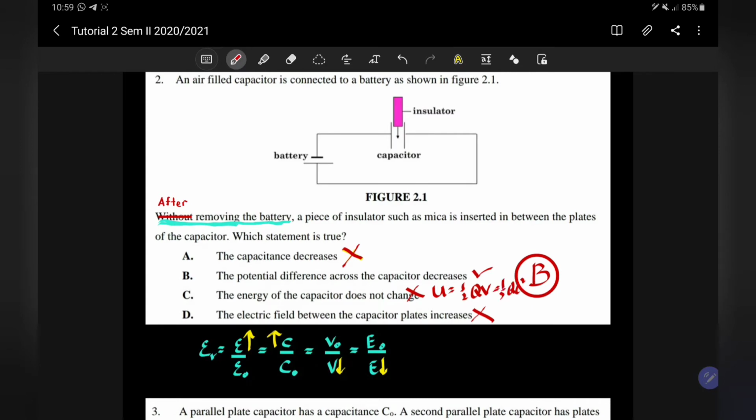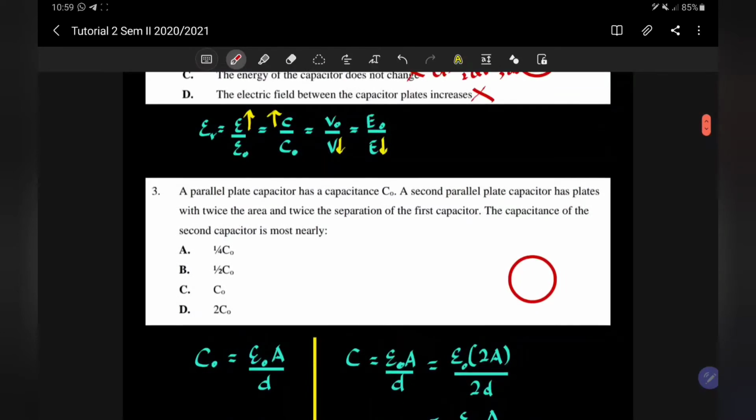Okay. Next, number 3. A parallel plate capacitor has a capacitance C naught. A second parallel plate capacitor has plates with twice the area and twice the separation of the first capacitor. So the capacitance of the second capacitor is most nearly what? For the first capacitor, the capacitance is C naught. Assume the area is A and the separation between plates is D. For the second capacitor, the area is double, so the area equals 2A, and the separation also doubles, so D equals 2D. So what is the capacitance of the new capacitor?